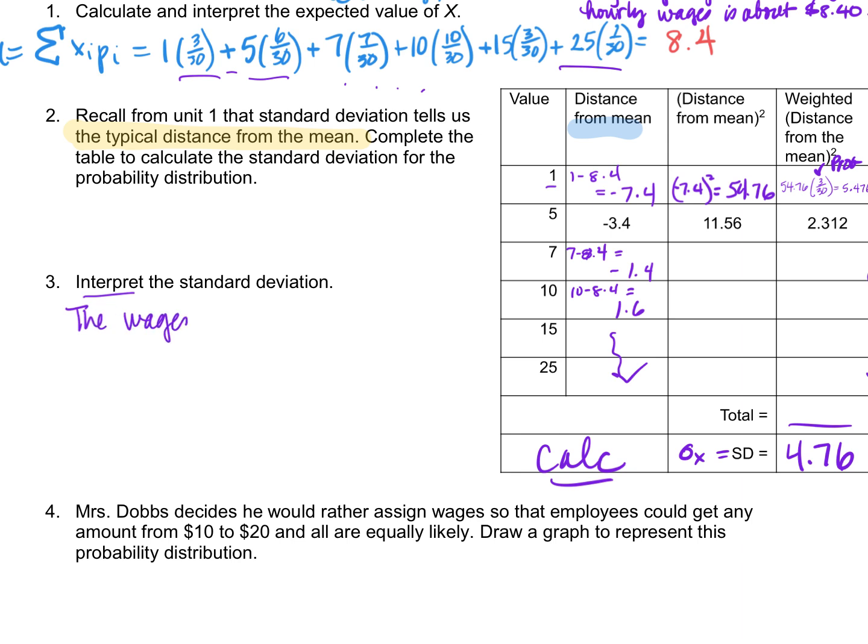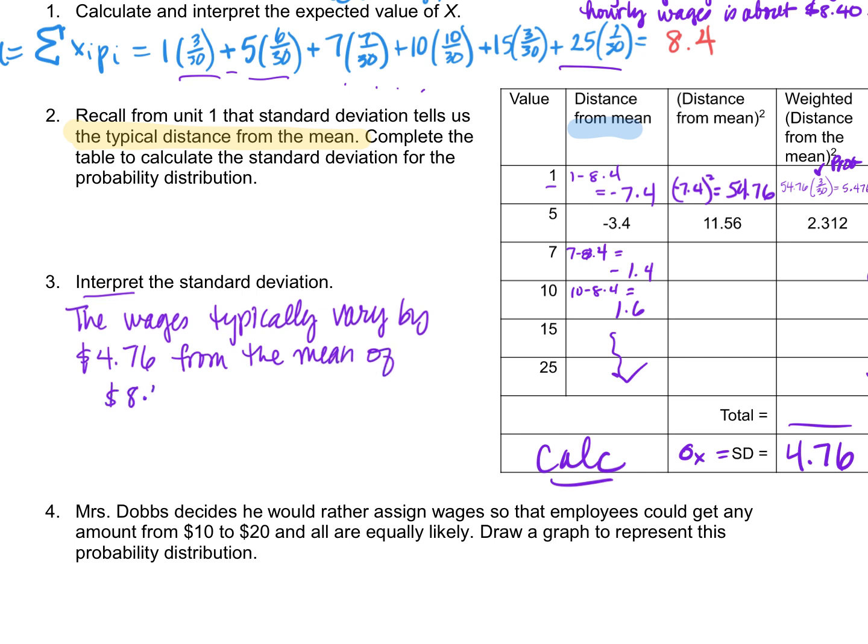the wages typically vary by, what is it, 4.76? $4.75 or 76 cents from the mean of, and what was the mean? $8.40.